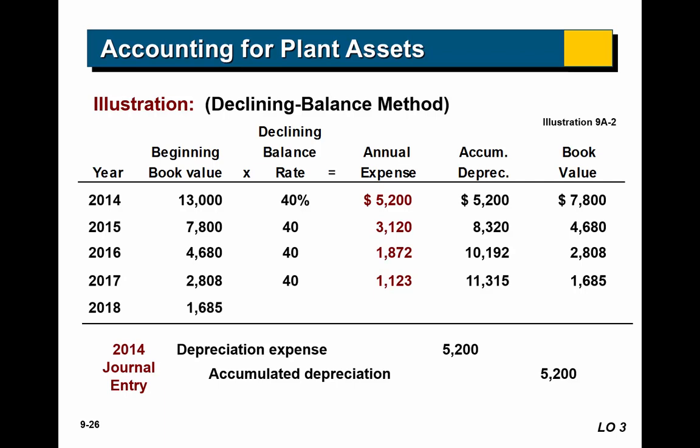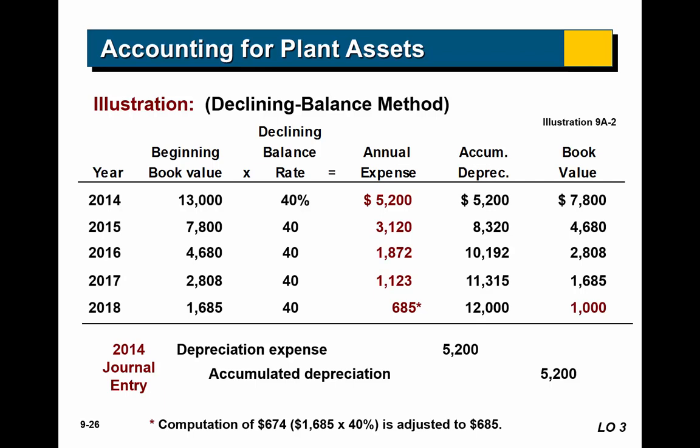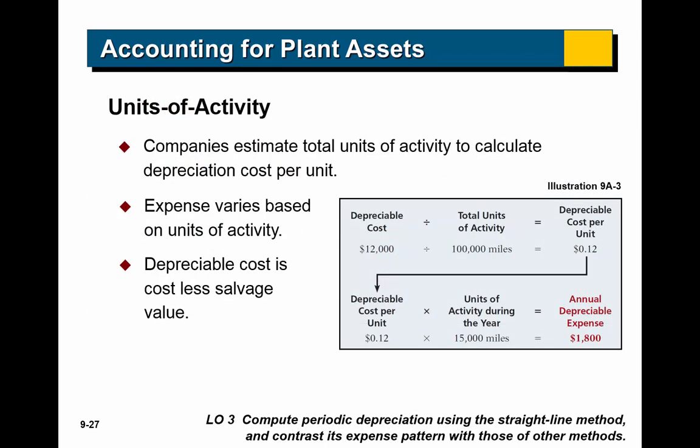In the last year, we say, remember, this is supposed to have a salvage value of $1,000. So rather than worrying about the rate, we're just going to make our expense in that last year whatever amount we need to be left with $1,000. We adjust it. So if we have $1,685 and we need to have an ending book value of $1,000, we'll do an expense of $685. Our accumulated depreciation will be $12,000, and our remaining book value will be $1,000.